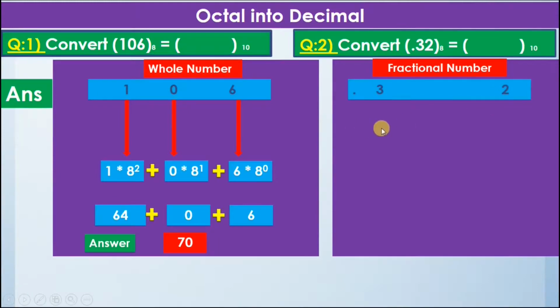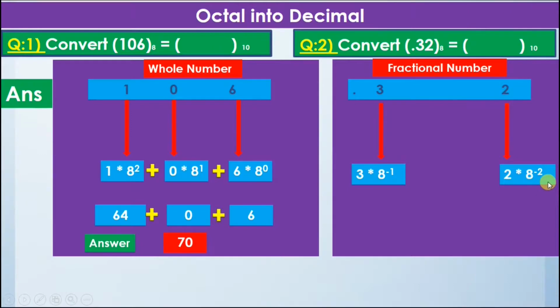Again, we will move away from the decimal point, that is from left to right in this case, and we will multiply the first number with 8 raised to power minus 1 and the second number with 8 raised to power minus 2 and so on. First of all, we will take the number 3 and multiply it with 8 raised to power minus 1. Again you can see that here we are using the power of 8. Why? Because we are dealing with octal numbers and octal numbers have the base 8. Next we take the digit 2 and multiply it by 8 raised to power minus 2.